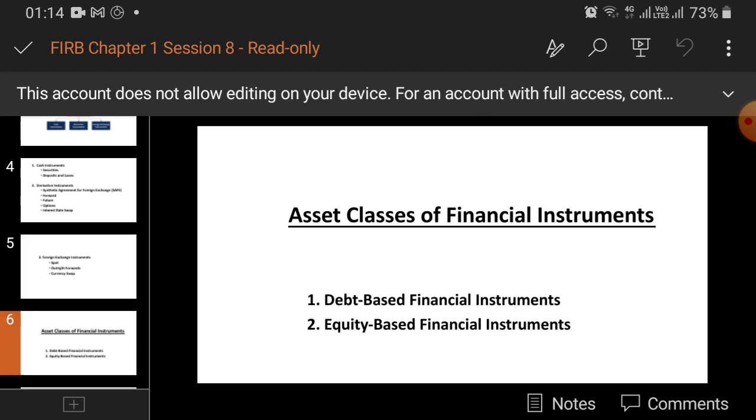Next, the asset classes of financial instruments. So first one is debt-based financial instruments. These are categorized as mechanisms that an entity can use to increase the amount of capital in a business. Examples include bonds, debentures, mortgages, US treasuries, credit cards, and line of credits. They are a critical part of the business environment because they enable corporations to increase profitability through growth in capital.